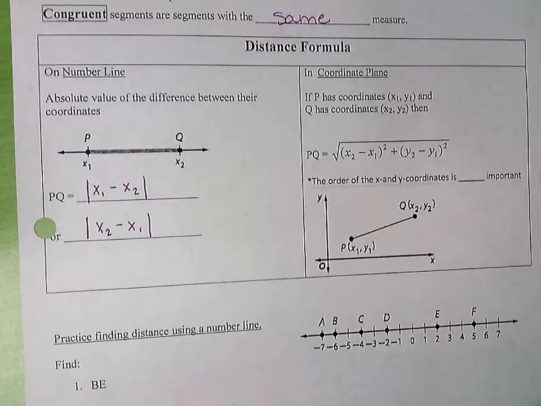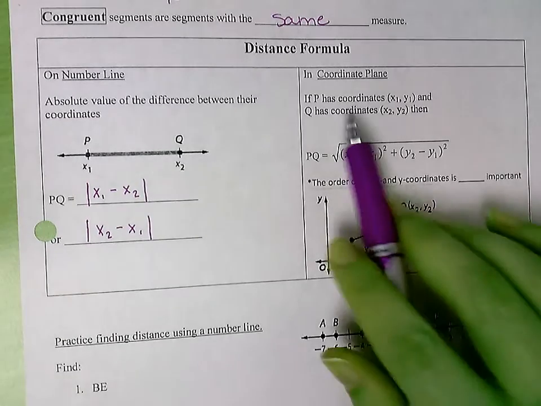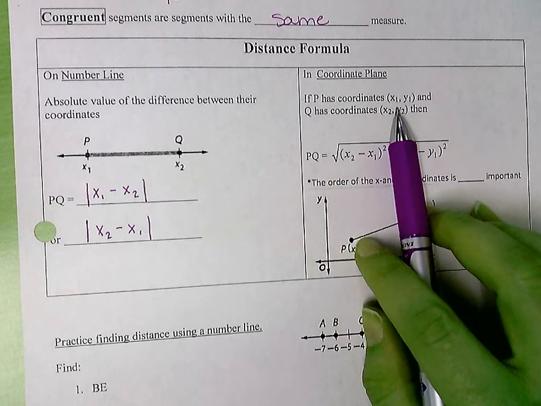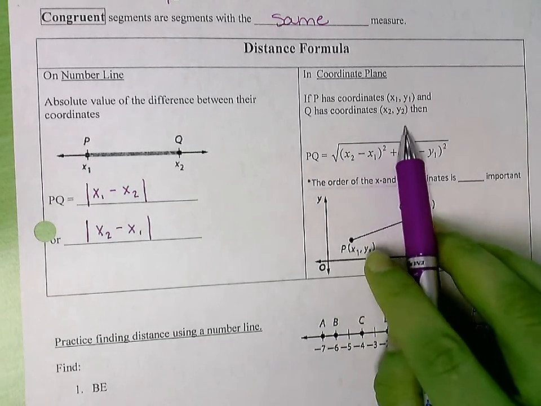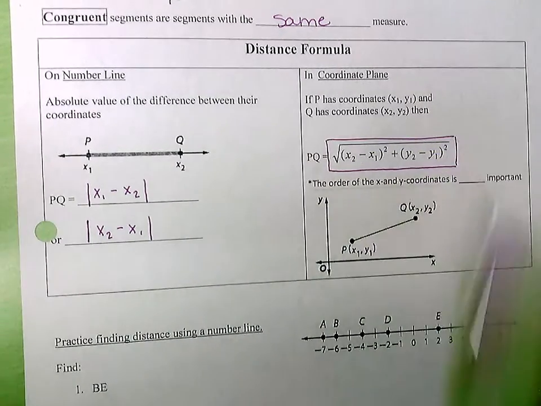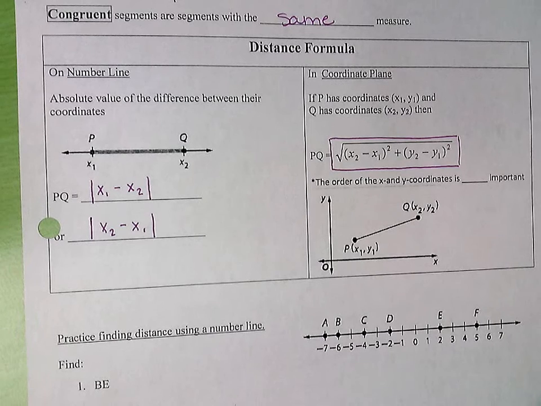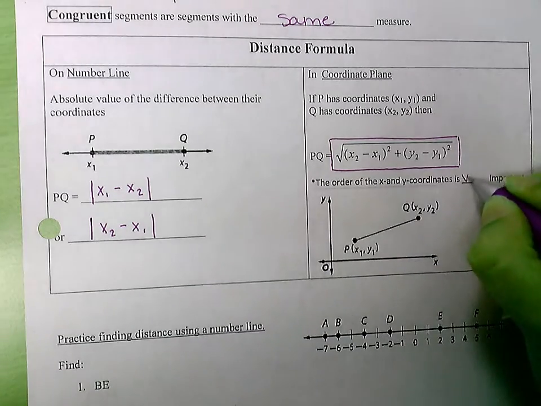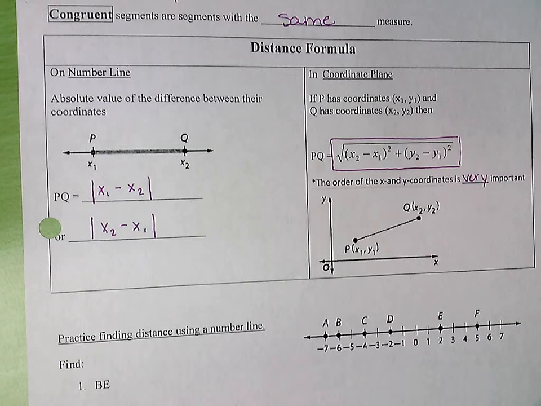So looking at a coordinate plane. So if P has coordinates x sub 1 and y sub 1, and Q has coordinates x sub 2 and y sub 2, then we can use this formula right here to find the distance between those 2 points. So that is the square root of x sub 2 minus x sub 1 squared plus y sub 2 minus y sub 1 squared. Okay? Now the order of the x and y coordinates is very important. Okay? So you need to make sure that you're labeling your coordinates as we go through it and plugging them into that right piece. Okay?